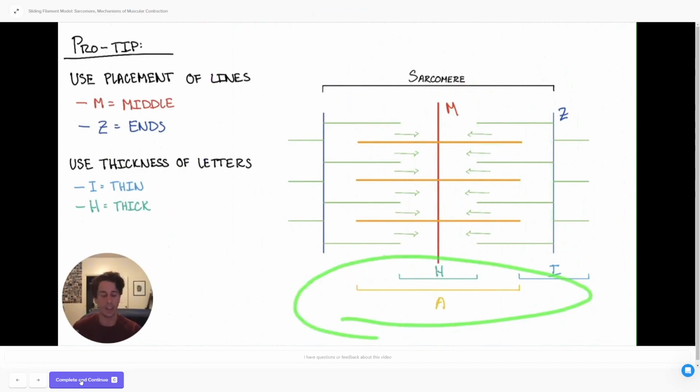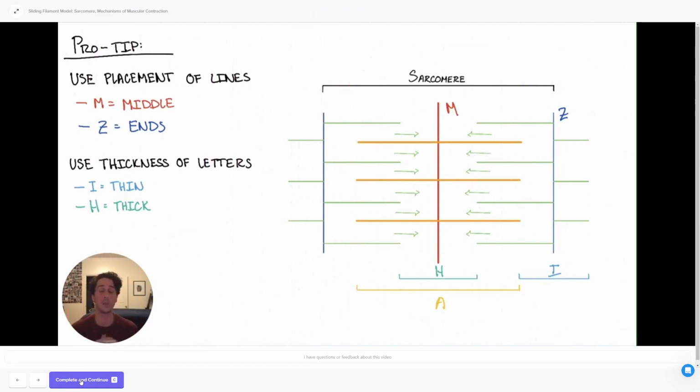But right here with the A band, this is just the length of the entire myosin filament, whether there's actin there or not as well. And so the A band is never going to change in size. It will always be constant throughout the entire muscle contraction. So that's going to be how the sliding filament theory explains muscle contraction. So let's go ahead and just do a quick little review right here.